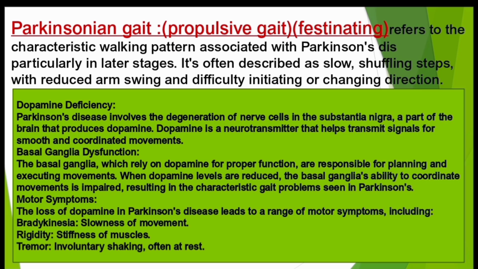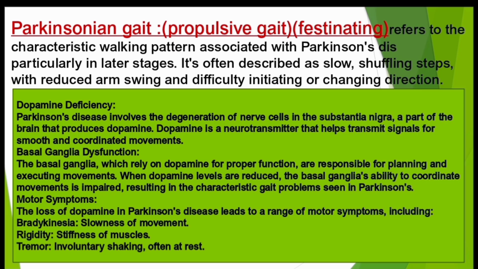So the cause may be dopamine deficiency leading to Parkinson disease. You know that Parkinson disease involves the degeneration of the nerve cells in the substantia nigra, a part of the brain that produces dopamine. Dopamine is a neurotransmitter that helps transmit signals for smooth and coordinated movements. If dopamine is deficient, that can lead to this Parkinsonian gait.